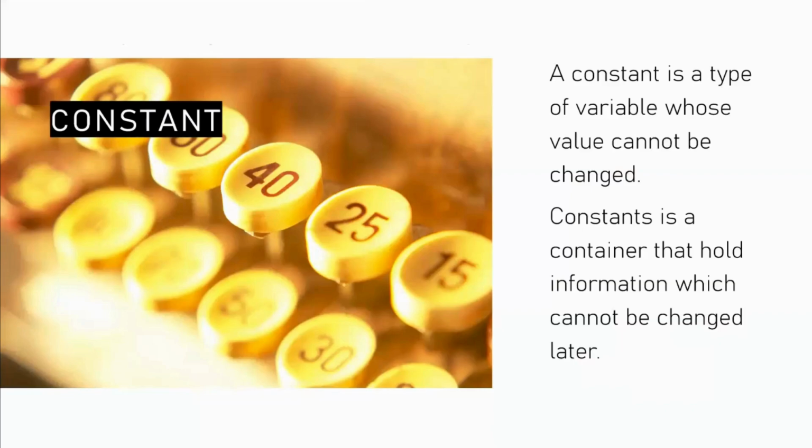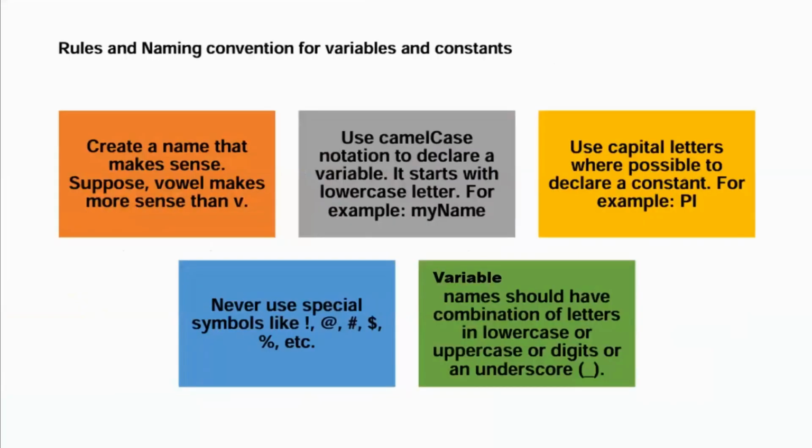The naming convention or the rules for creating a constant are the same: the constant name should not begin with a number. It should not have special characters. It can be lowercase or uppercase. But look at the yellow block here. It says use capital letters wherever possible to declare a constant. This is a kind of suggestion, or Python sees it like this.